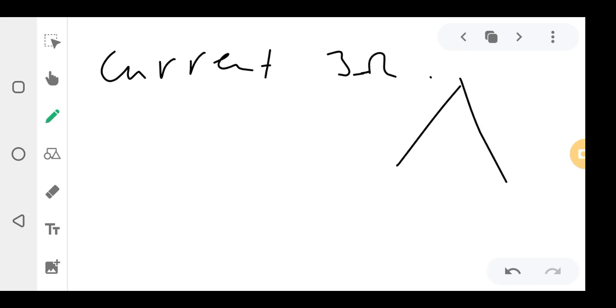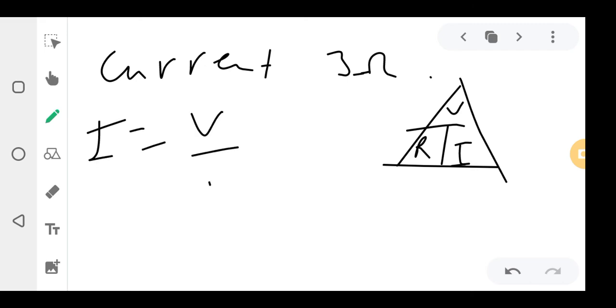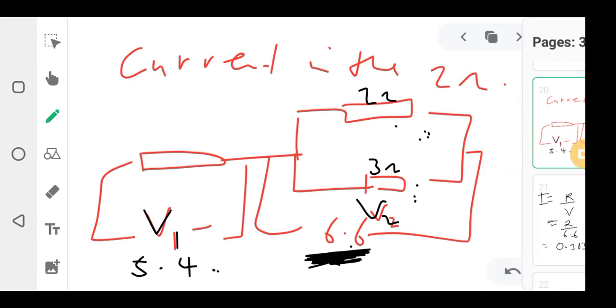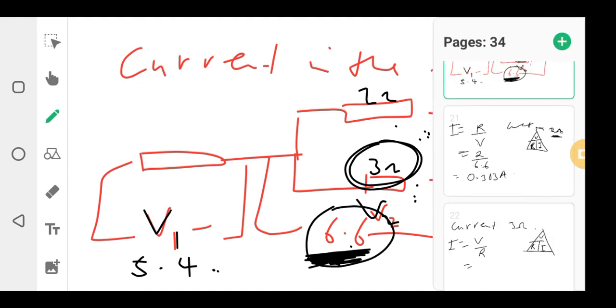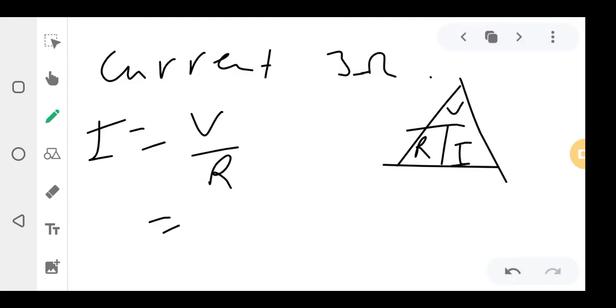Now I use also the current in the 3 ohm resistor. Remember there are two questions. In the 3 ohm resistor, the same thing happens. Okay? Resistance is equal to voltage over current. So current is equal to voltage over resistance. What is the voltage for the 3 ohm? According to the diagram, the 3 ohm is this one. Have you seen? And then the voltage we're dealing with is this one, 6.6. So voltage is 6.6, and then resistance is 3.